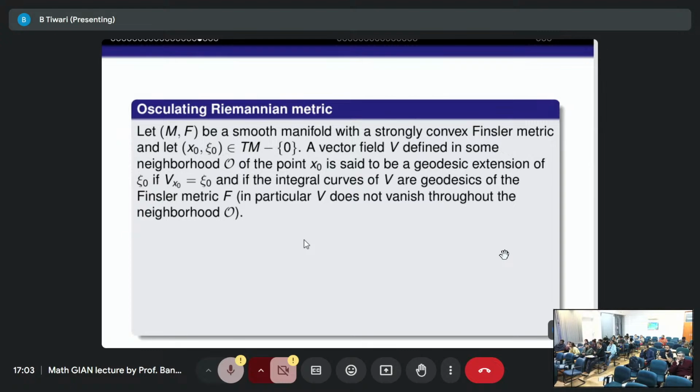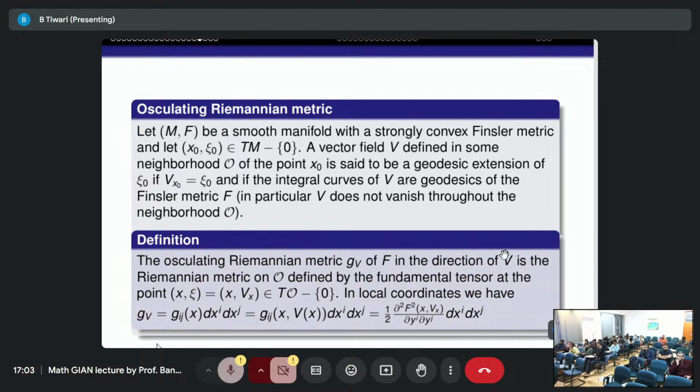If you have such an extension, then I define the oscillating Riemannian metric of a Finsler metric F in the direction of this vector field V, and it is defined like this. What it means is that at every point you fix a direction. If you fix a direction, you have one inner product. The inner product coming from the Finsler metric is direction dependent, so if at any point you fix the direction, you get exactly one unique inner product in that tangent space.